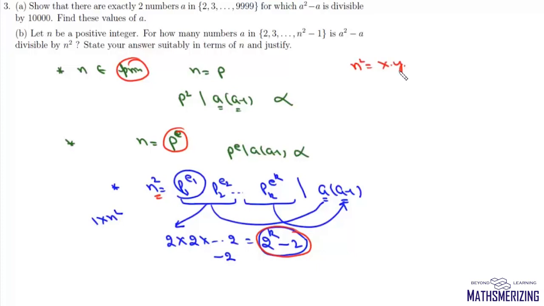Now, this n square is a composite number, say x into y. Then the Chinese remainder theorem tells us that we can always find this a, which is 0 modulo x and which is 1 modulo y. And this a will be unique modulo xy, because if there are two solutions, then the difference will also be divisible by xy, which is not possible. In each case, there will be one value of a possible. So the answer to this question is, if n is prime, then there is no such a possible. If n square is of the form p1 to the power e1, p2 to the power e2, up to pk to the power ek, then the number of values of a possible is 2 to the power k minus 2.